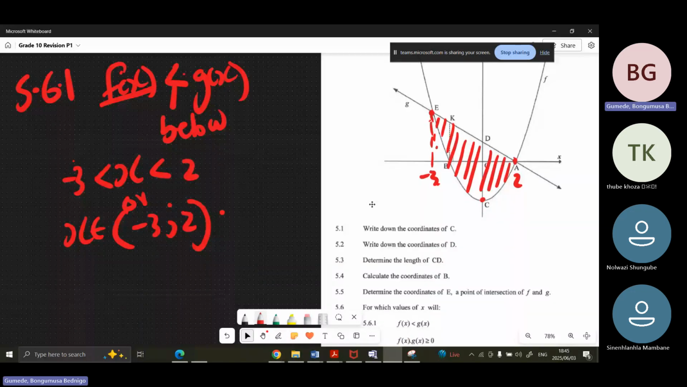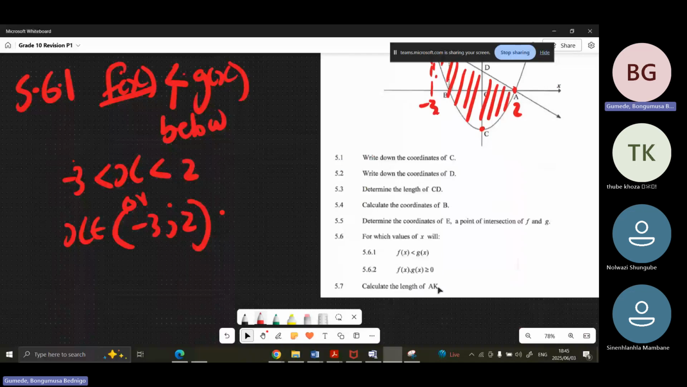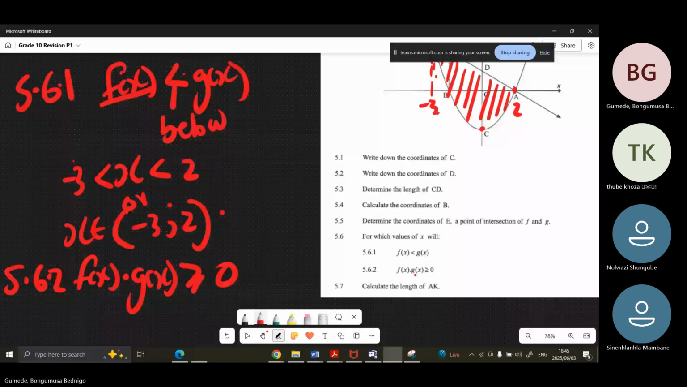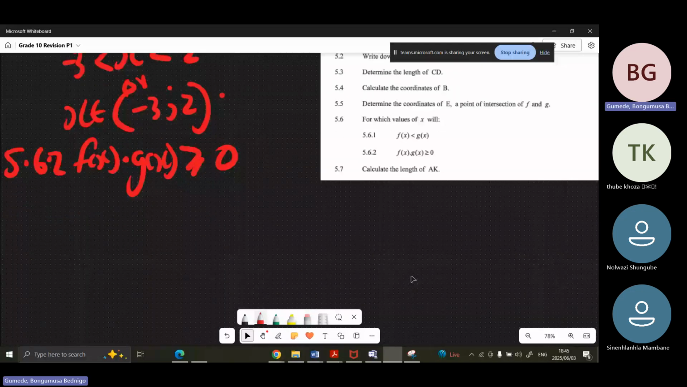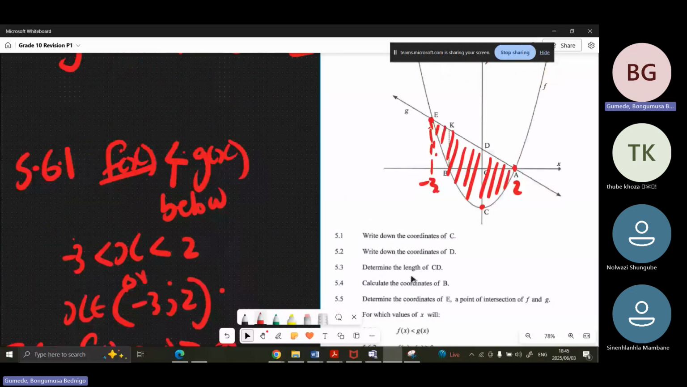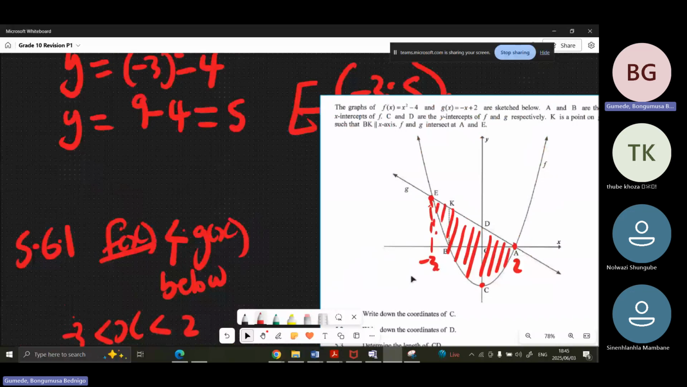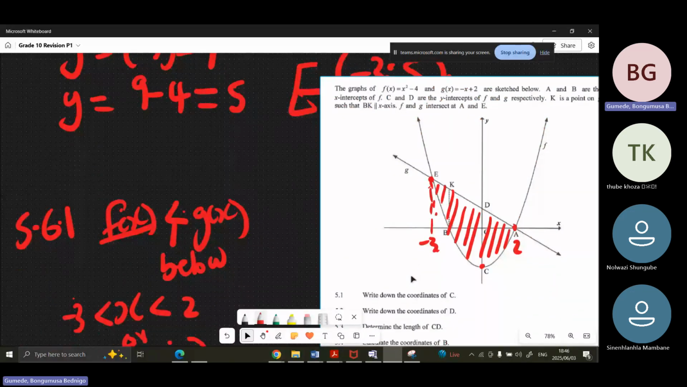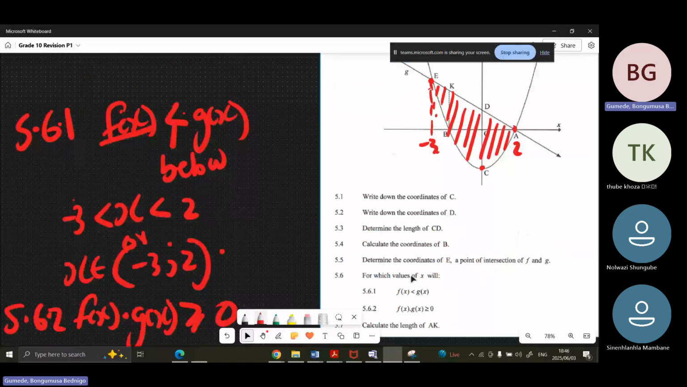The second one, which values of x is f of x times g of x greater or equal to 0. So we want to multiply the y values of f and g, such that they give us a positive number, greater or equal to 0. It must give us a positive number.